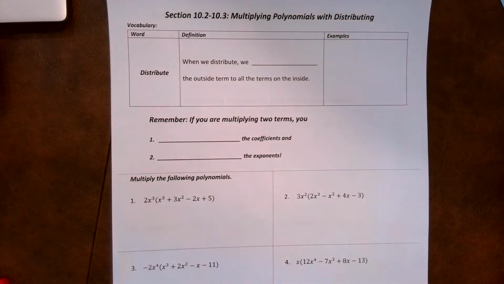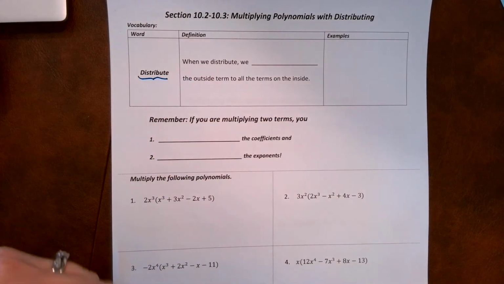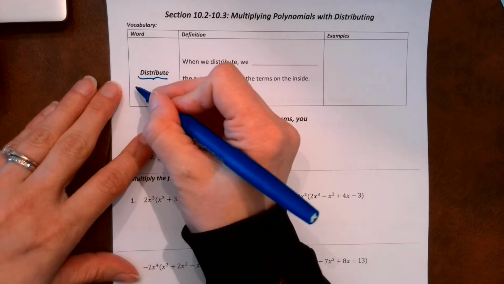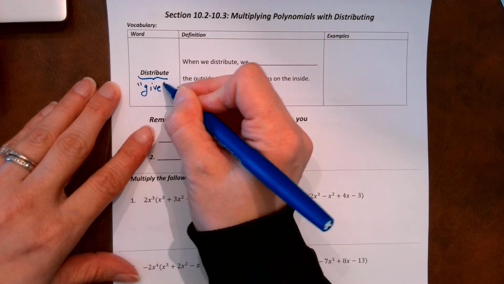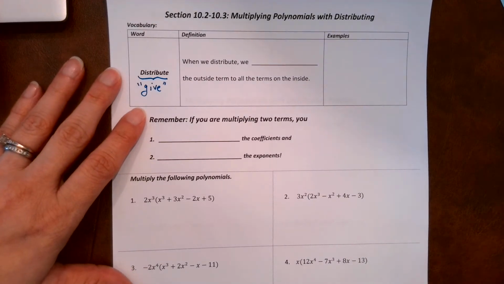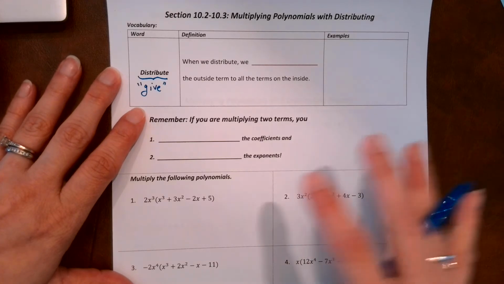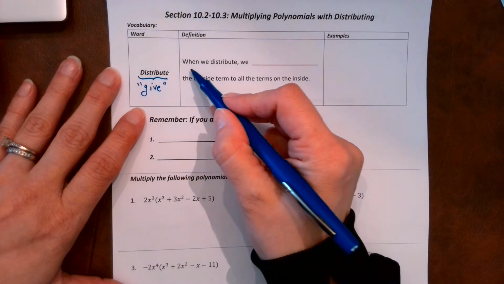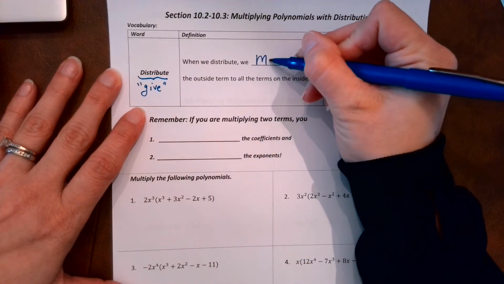The first thing you need to write down is the word distribute. Distribute means to give. The mailman distributes the mail. Sometimes when you come to class, I distribute some candy mints. But mathematically, when we distribute, we multiply.